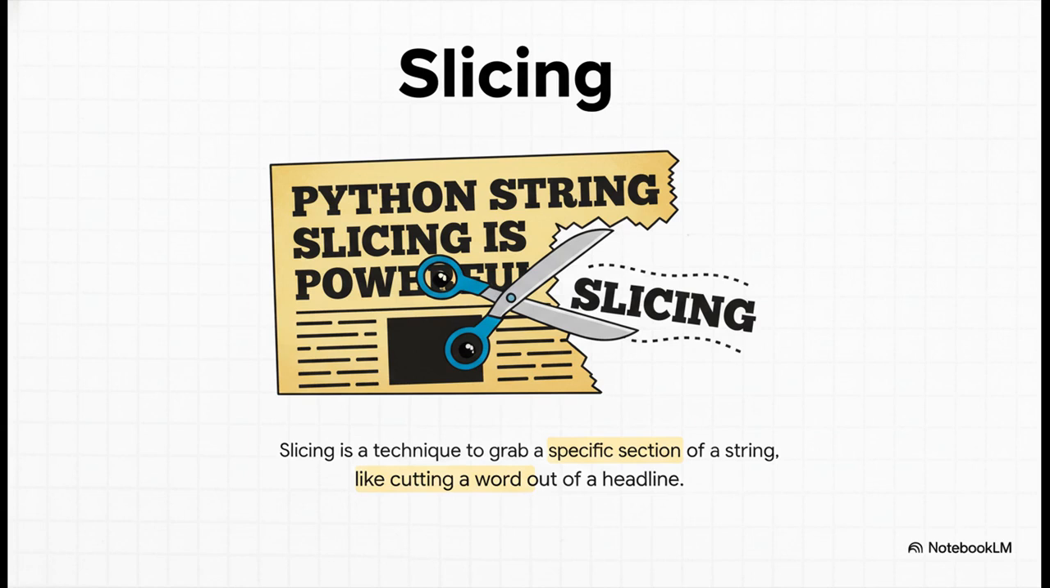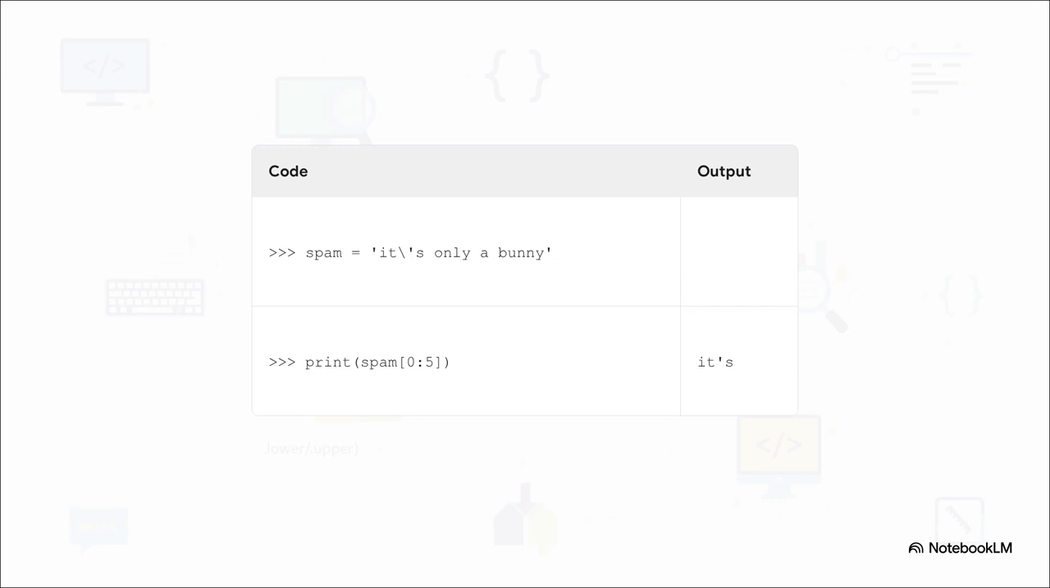All right, next up, what if you don't want the whole string, but just a little piece of it? This is a super common task, and the technique is called slicing. It's kind of like taking scissors to a sentence and cutting out just the part you need. So look at the code here. Those square brackets are where the magic happens. We're telling Python, start at position 0 and give me all the characters up to but not including position 5. And here's the golden rule you have to remember for your exam. Python always starts counting from 0.